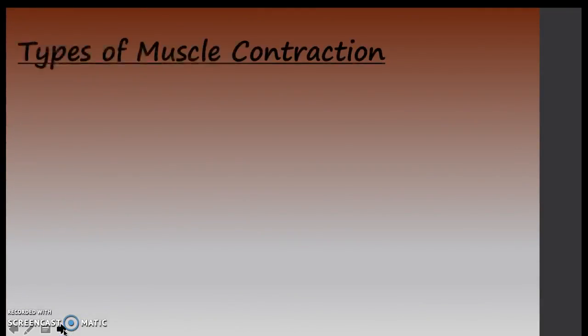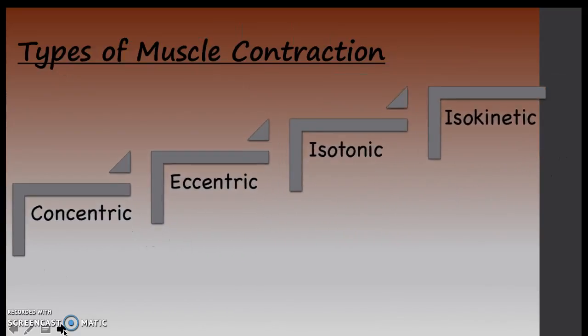Okay, now we're going to move on to the different types of muscle contractions. So there are 4 different types of muscle contractions, such as concentric, eccentric, isotonic, and isokinetic. Eccentric and concentric are both forms of isotonic muscle contractions. This means that they change length when they contract.